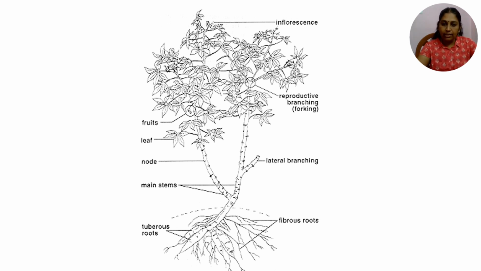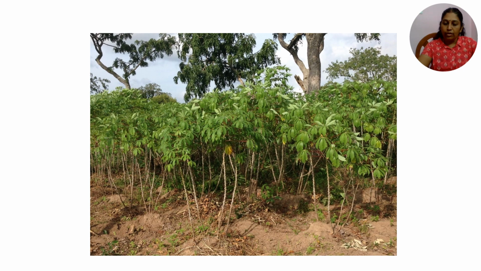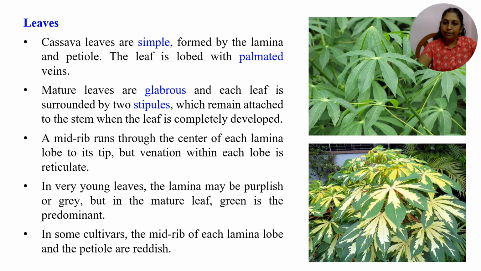So you can see the tuberous roots underground, and above ground you can see the woody stem with protuberances, with prominent nodes and internodes, with lobed leaves. Wherever the branching or forking occurs, it means that the plant enters the reproductive phase. At the tip of the secondary branches, we can see the inflorescence. So you can see the plants in the field.